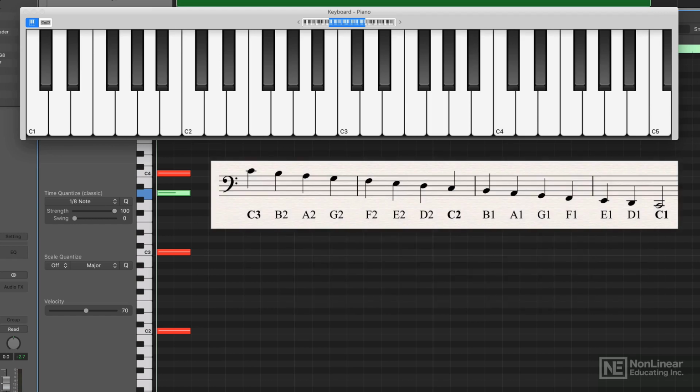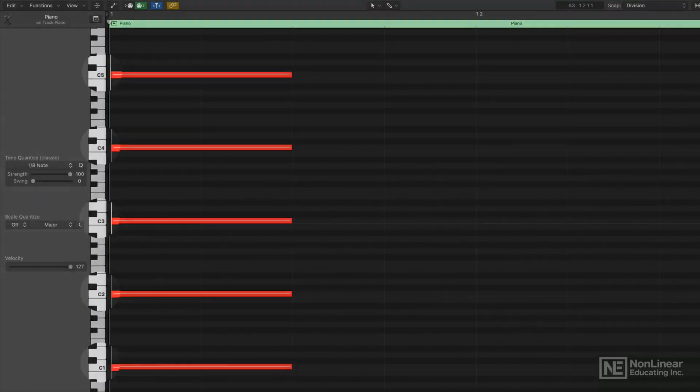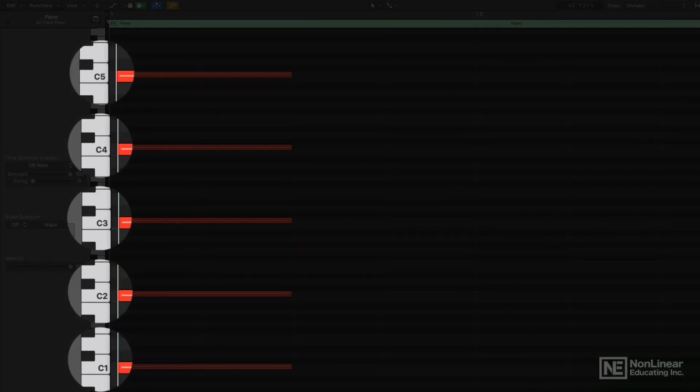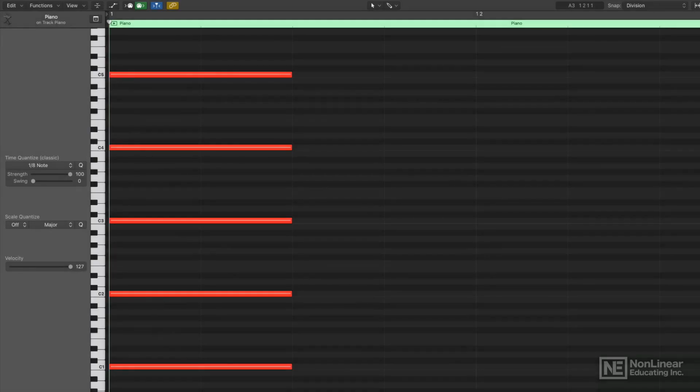Moving down from middle C, you have C3, B2, A2, G2, F2, E2, D2, C2, and then moving down another octave, B1, A1, and so forth. These all translate over into piano roll as well. So it's important to know what octave you're working in to identify what register you're working in.